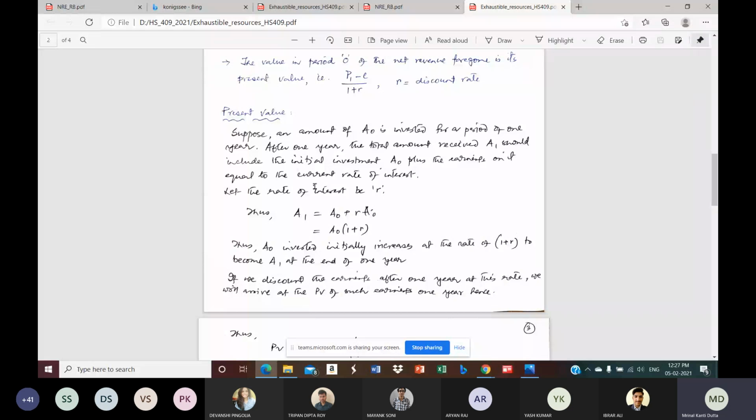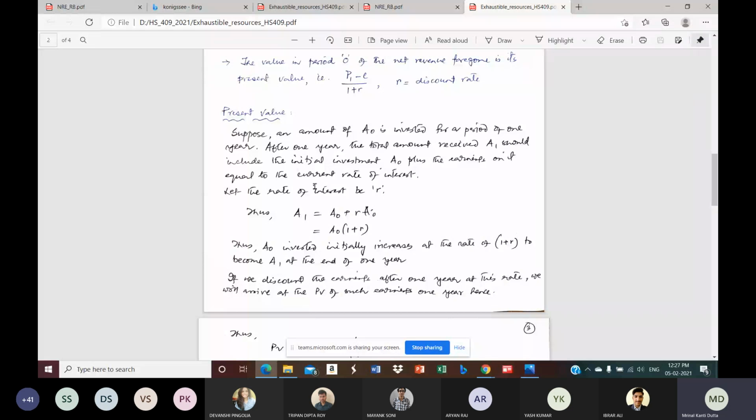Now, if the marginal cost of extraction is very small relative to the price of the resource, then what we can find is that the C will be 0. The C that we are talking about will be 0. In that case, we'll have an equation like this: P1 is equal to P naught into 1 plus R, or in essence, you can say P1 by P naught is equal to 1 plus R.